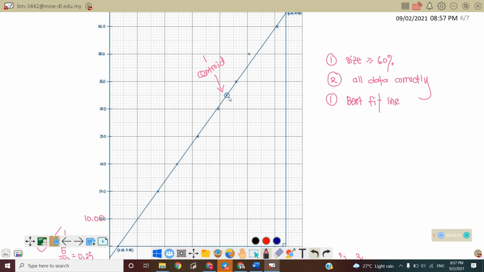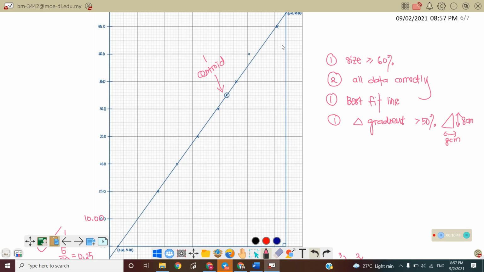Next one is you must draw a triangle for the gradient, 1 mark. So remember, as I mentioned, you must draw at least 50% of the graph. So usually we will measure 8 cm and 8 cm.